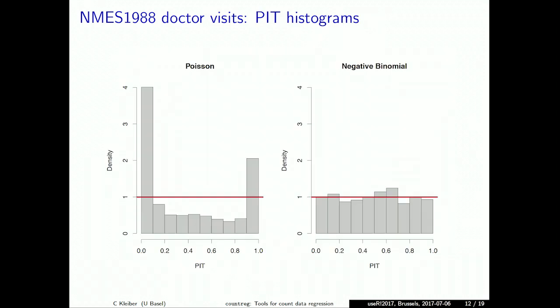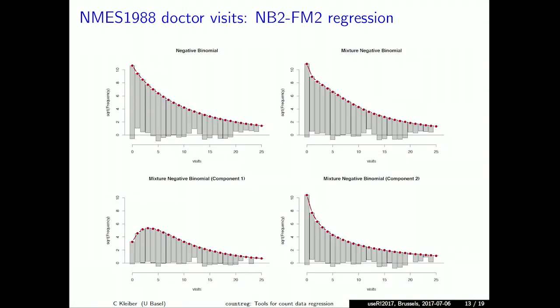And the other things here are these PIT histograms that I mentioned. So in some quarters this is more popular, so you compare against a uniform distribution on the unit interval. And again, you see on the left panel that the Poisson is a complete embarrassment, whereas on the right-hand side the negative binomial does a reasonable job. So same result as with the rootograms, just a different display.